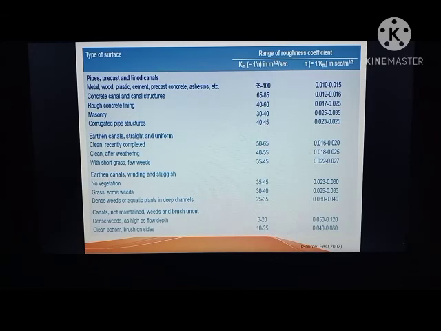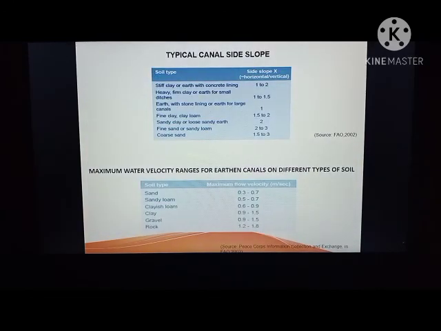Next, this is the type of surface of a pipe or canal that can be used in our irrigation, and this is the range of roughness for every material that we are going to use. Typical canal side slope. These are the soil types, and for every soil type there is a corresponding side slope that we are going to use in constructing an irrigation canal.